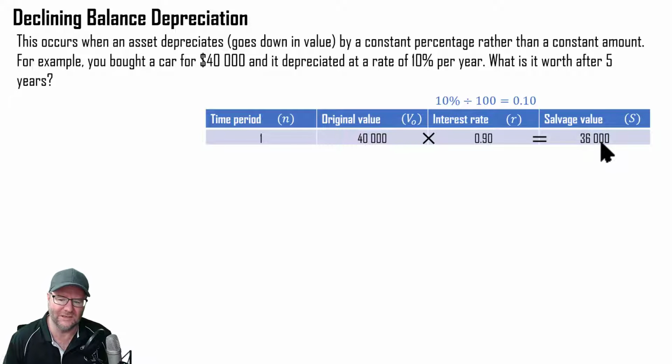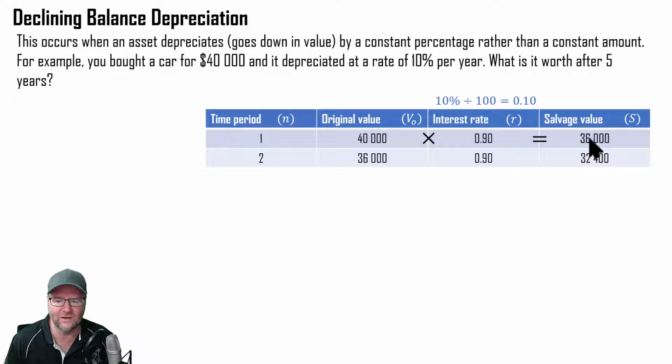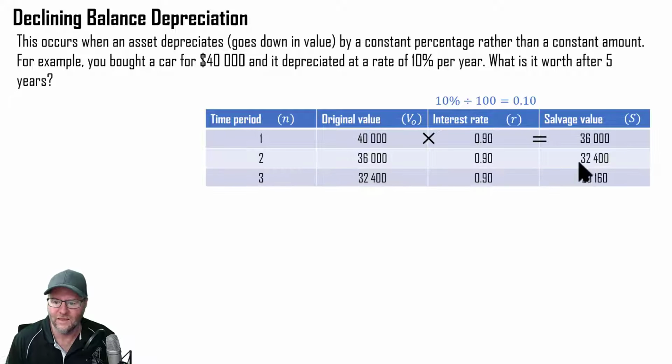So at the start of year two, that is our original value. So let's take this number, shift it down here. So at the start of year two, it's worth 36,000, and I'm going to keep 90% of that. I'm just going to repeat what I did in the row above. 36,000, keeping 90%. So what's 90% of that? Multiply them together, and at the end of year two, it's worth 32,400. That's our new salvage value, our new original value, sorry, for the start of year three.